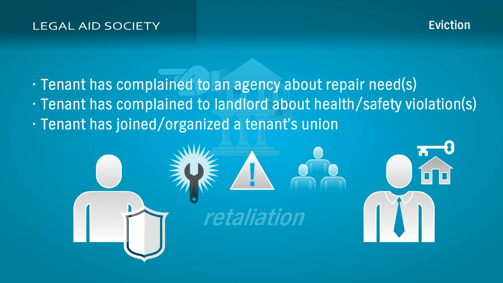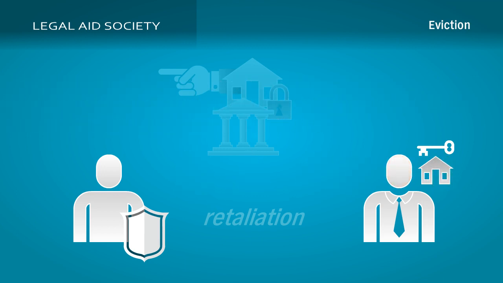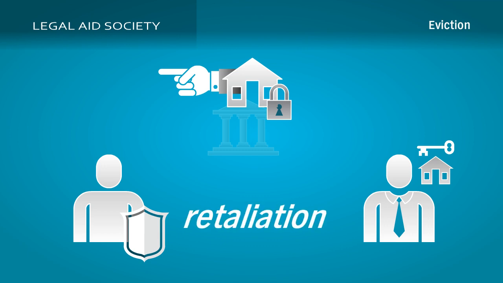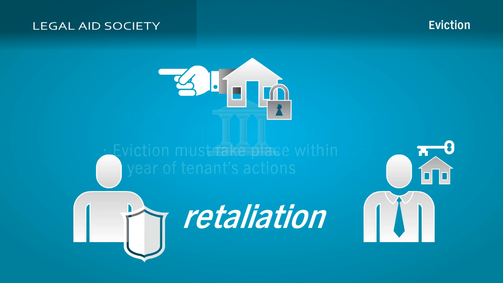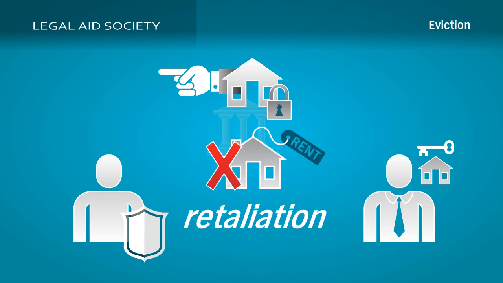If any of these actions by the tenant angered the landlord to the point that he decided to get back at the tenant by evicting him, this would be an example of retaliation. Remember, retaliation is hard to prove and the eviction must occur within 1 year of the tenant's actions. However, if you are being evicted for non-payment of rent, retaliation is not an option.